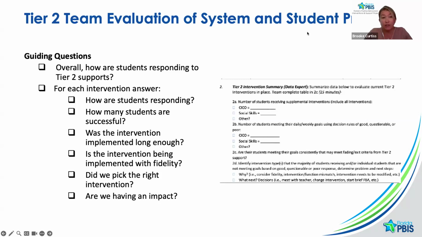Maybe it's a scheduling issue. Maybe there are other barriers to that intervention that are not related to the intervention itself, and not related to the student performance or skill deficit itself. So that's the idea: when we're talking about evaluating the intervention and that intervention group, we're looking at both the student progress, like we've described, as well as the intervention fidelity, and putting them together to help make those decisions.